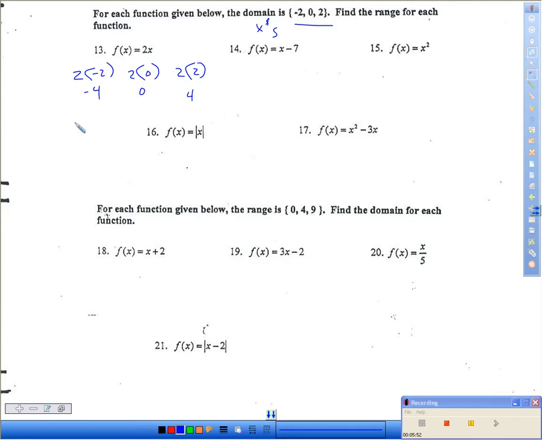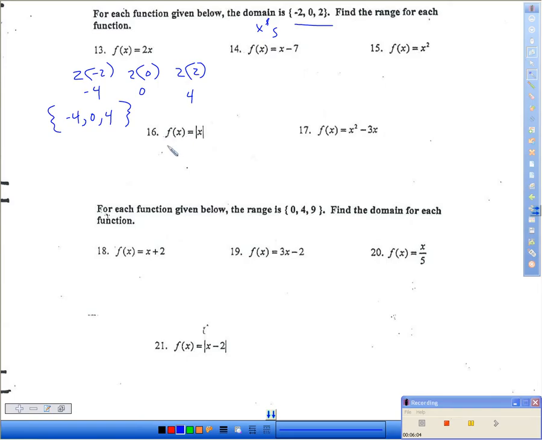We do want to write our range in set form, which is going to look like this, and we're just going to write all of those in there: -4, 0, and 4. We need to remember, though, that if we get any repeating terms inside our domain or range, we want to only list those one time. And then we'll do one more.